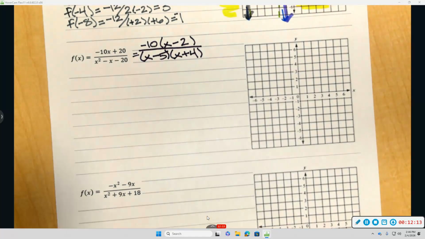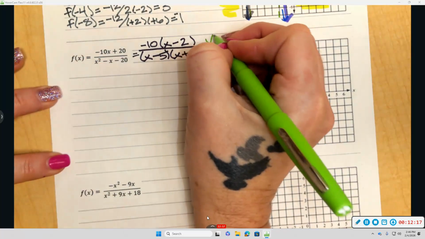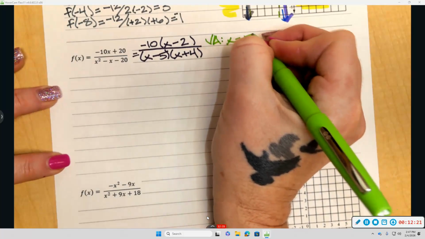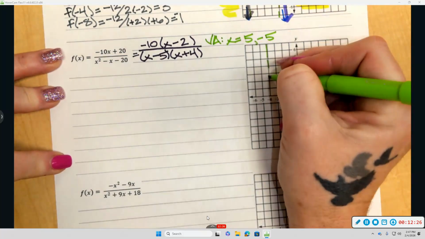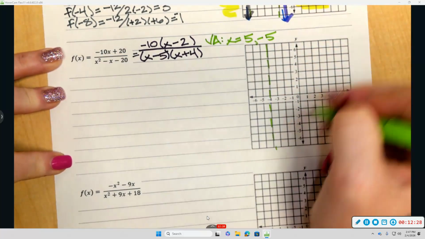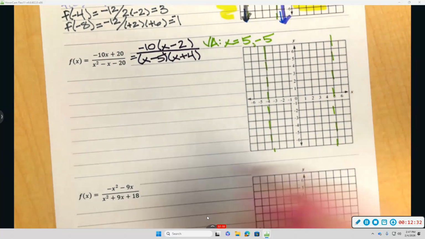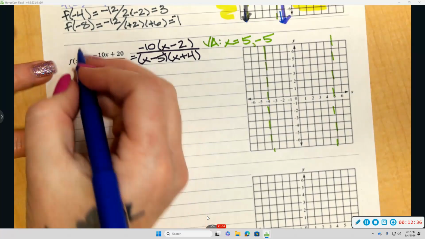Starting with our vertical asymptote, we have vertical asymptotes at x equals positive 5 and negative 4, right? So here's my negative 4 and my positive 5. Okay, so the next thing is looking at that behavior.